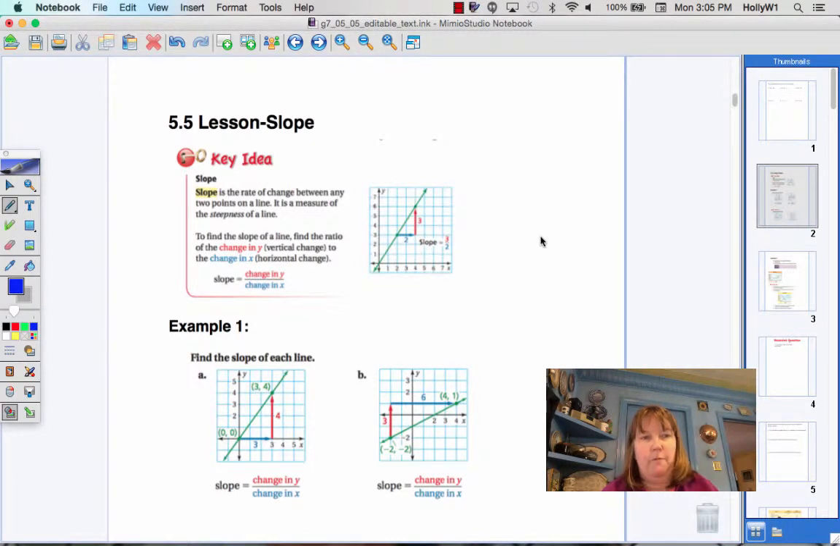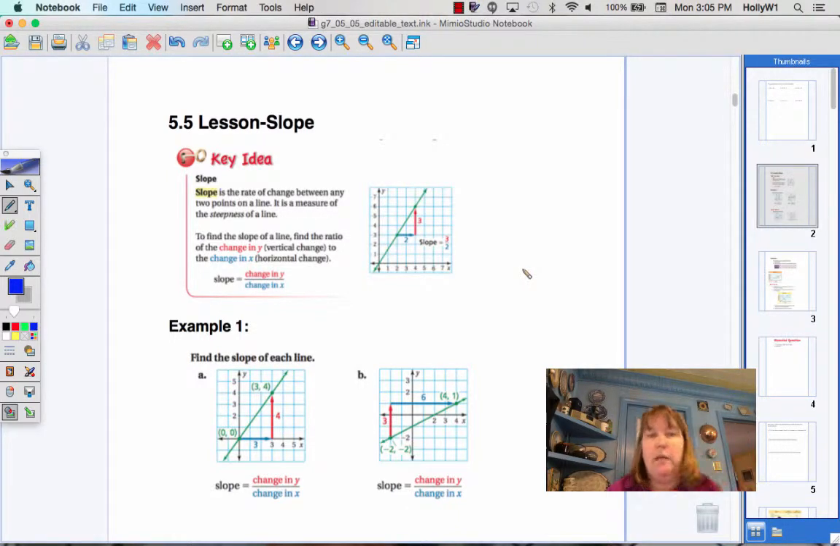This is 5.5, and it's the lesson on slope. And slope is the rate of change between any 2 points on a line. It is a measurement of the steepness of a line. Okay, well, what does that really mean? It just means that it is a way to measure how steep a line is.